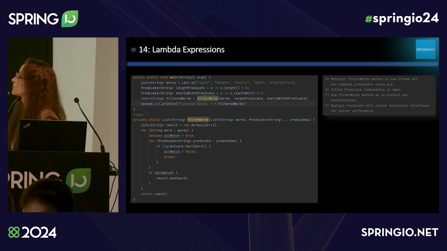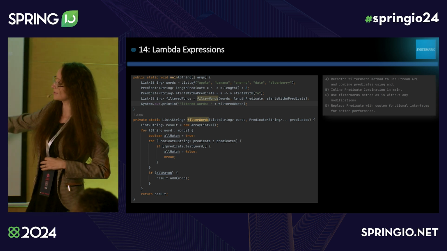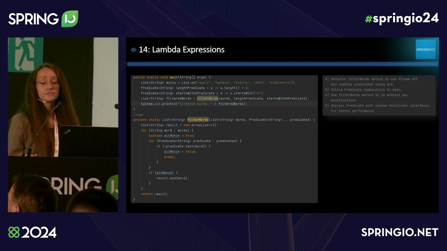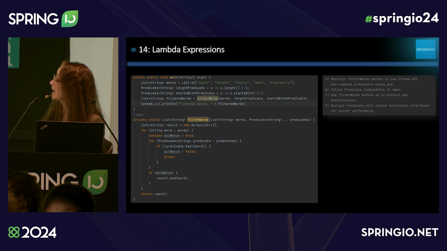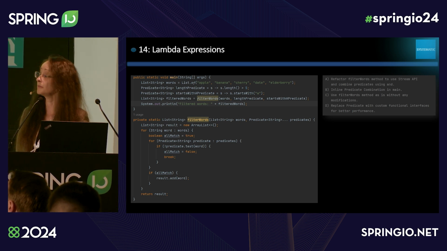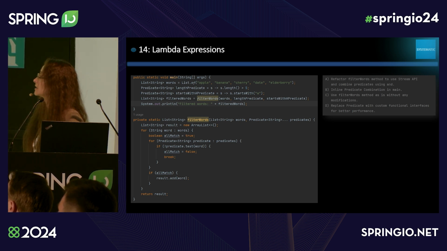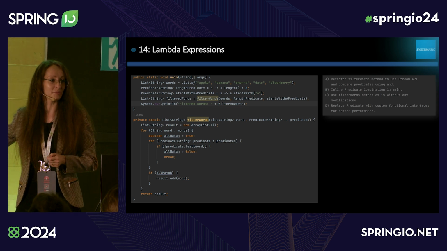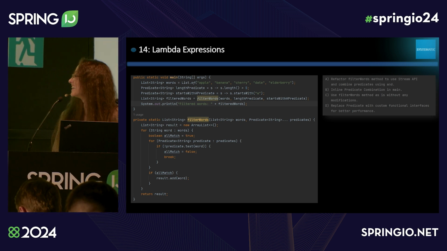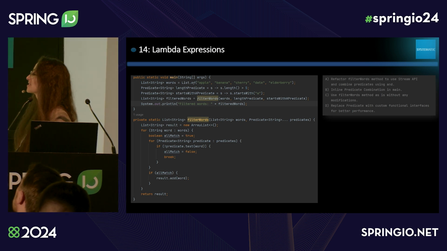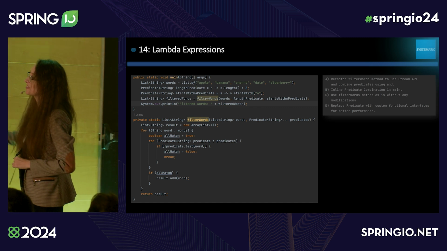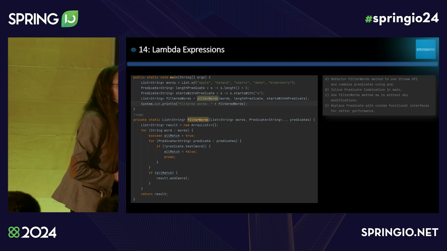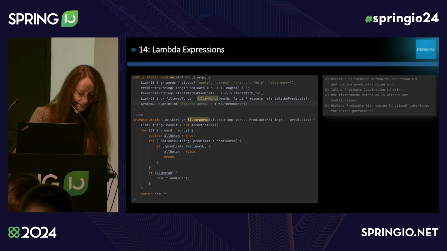First option means to refactor filter words, so this very long method, to use some stream API and combine the predicates using the AND. Or perhaps we can use inline predicate combination in main directly. Or C mentions that we can use it as it is, but I think we all agree that C is not an option, so please don't select that one. And D mentions to replace predicate with some custom functional interfaces, and mentions here that maybe it will provide some better performance. So what do you think it will be the answer in this case? What would you select? And time's up.